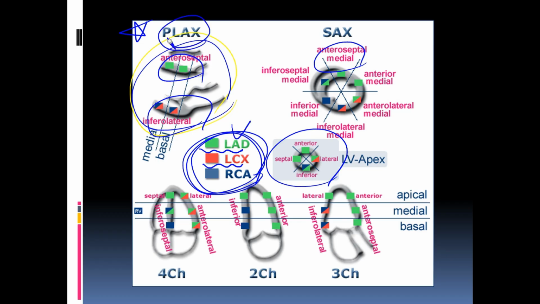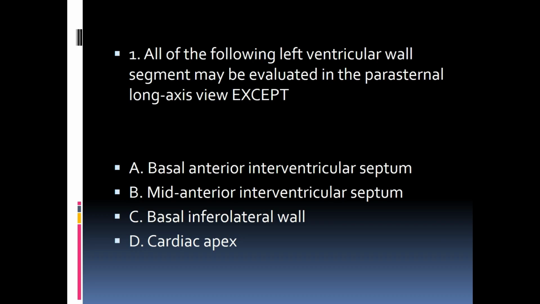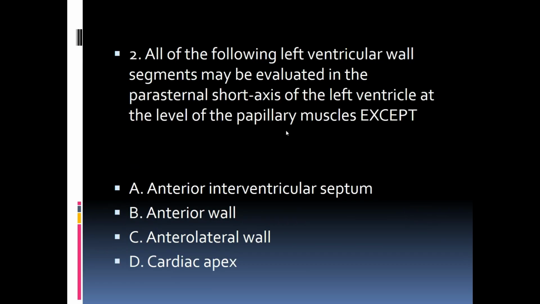In the question, they're asking about the parasternal long axis view. For the part that cannot be observed in this view, you should select the cardiac apex, which is listed as option D, as the correct answer. For the other items, please refer to the images I explained earlier. Let's move on to the next question.